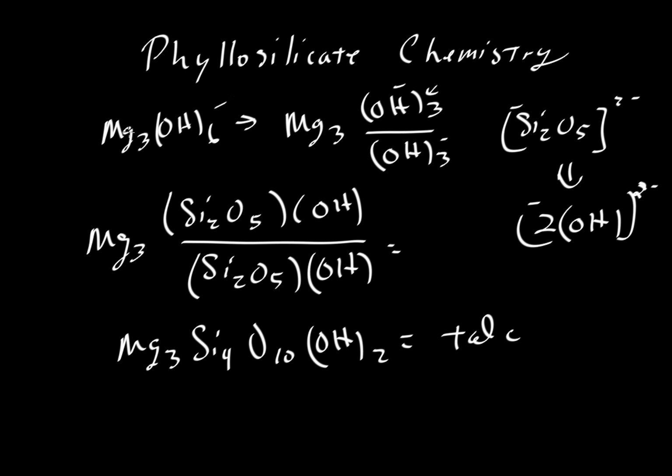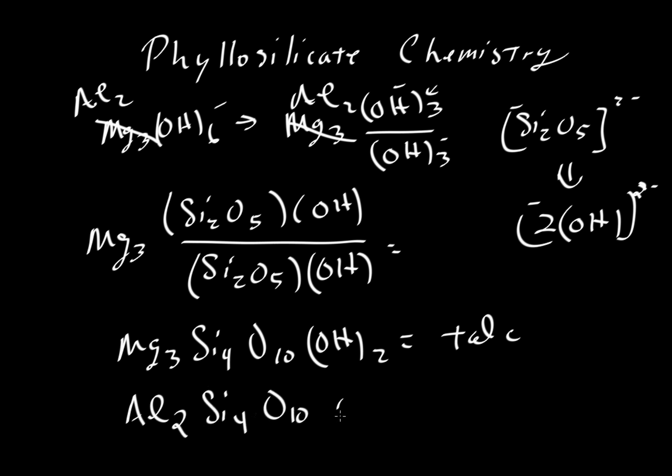If we started out with gibbsite, where instead of 3 magnesiums we had 2 aluminums, we'd have a very similar kind of formula, but instead of 3 magnesiums, we'd have 2 aluminums, and the rest is the same, Si4O10(OH)2, and this is the mineral pyrophyllite. So the only thing we've done differently compared to the prior video is we've added a tetrahedral sheet both top and bottom rather than just to the top.